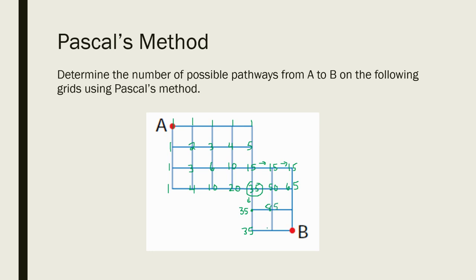85, 35 and 85 is 120, 85 and 65 is 150, and then finally we get 270 different ways to get from A to B in this grid. And there is no easy way to do this one using combinations and repeating elements. We have to use Pascal's method.